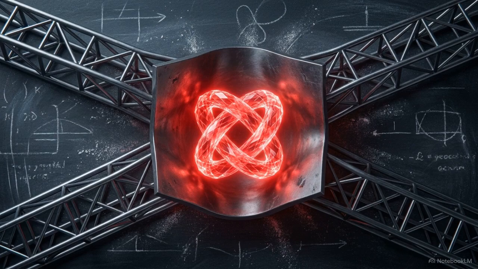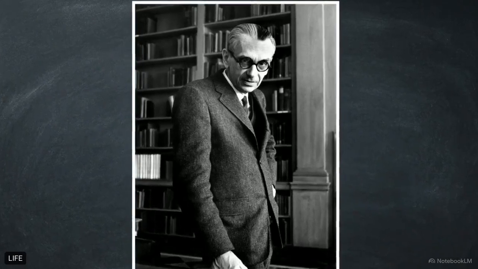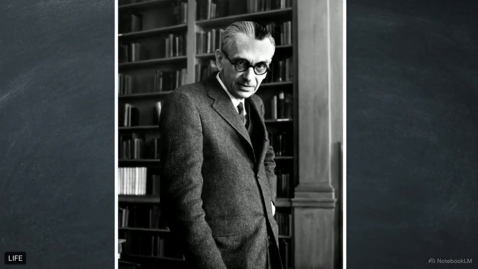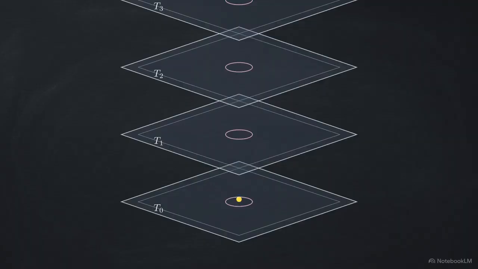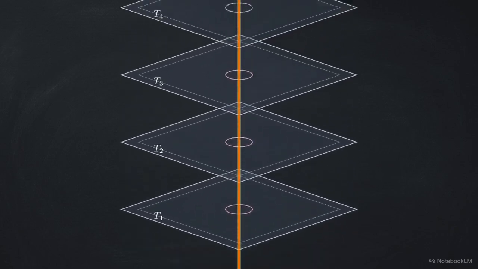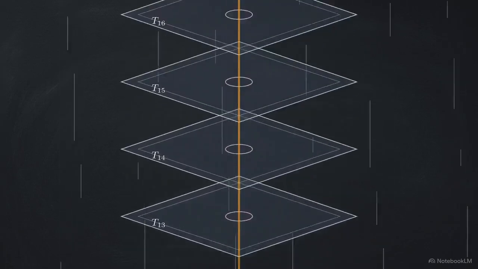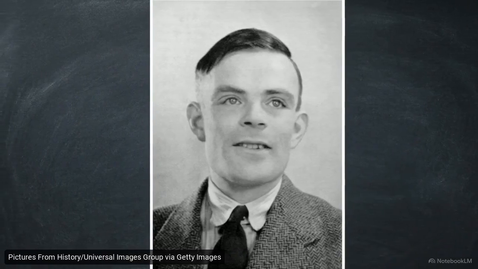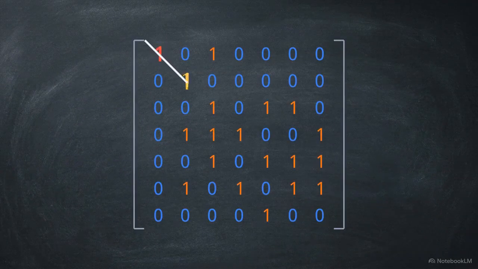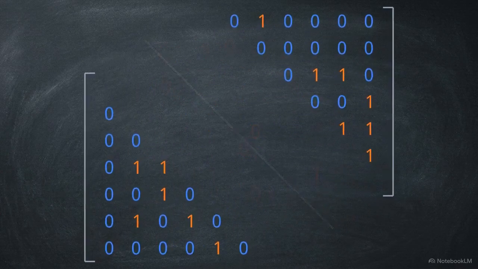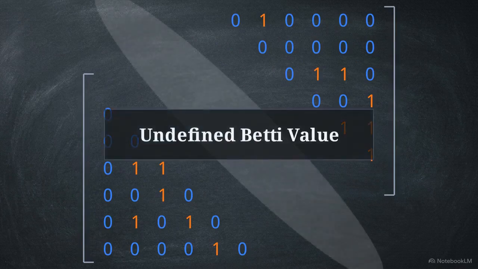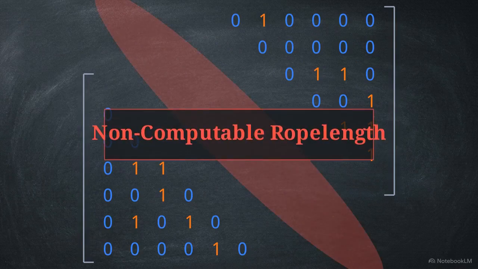This principle unifies 3 of the most significant results in logic. The first is Gödel's incompleteness theorem. Gödel's work describes a Betti lattice of formal systems with no maximum level. Because every theory can be lifted to a higher sentence, the rope length of mathematical incompleteness is infinite. The second is Alan Turing's halting problem. The halting problem uses diagonalization to create a space where topological weight is undefined. Without a finite Betti value, the rope length of the halting question is non-computable.